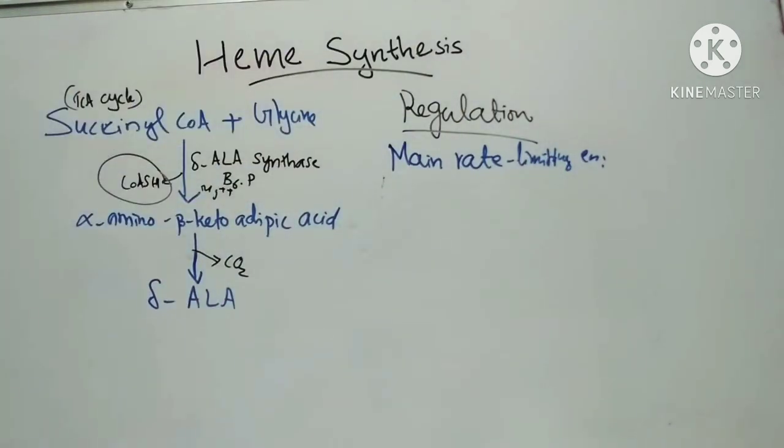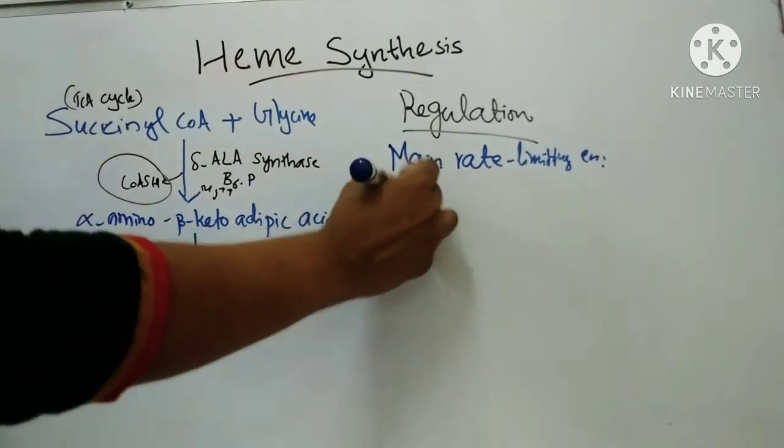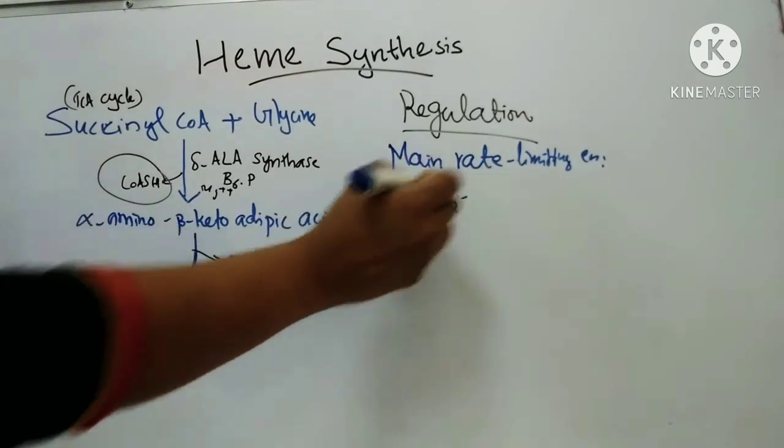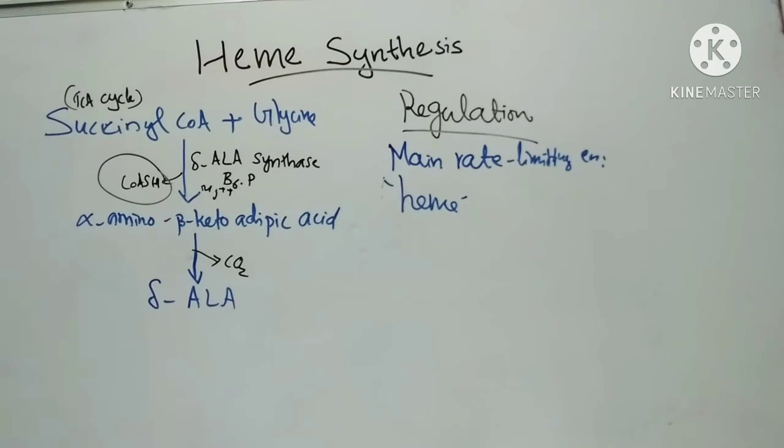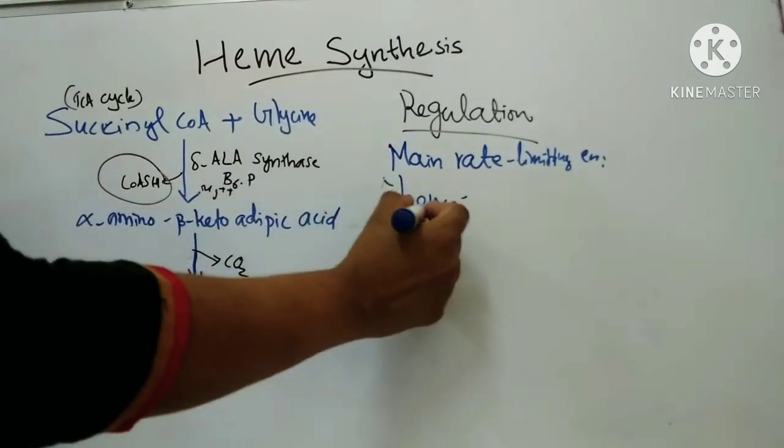Many erythropoietic substances, including hormones, stimulate heme synthesis by inducing the production of this enzyme. Then the end product heme inhibits the enzyme by feedback inhibition.